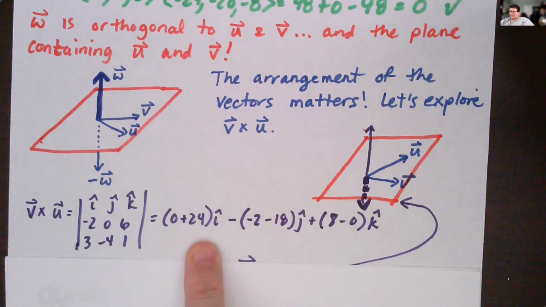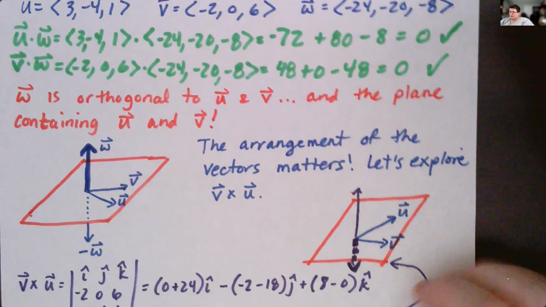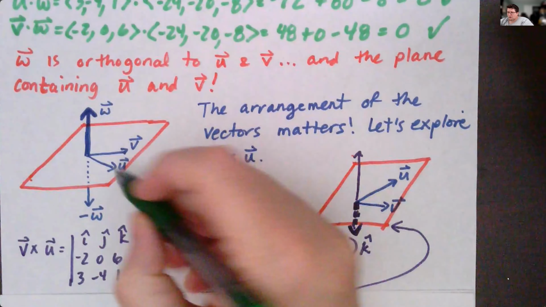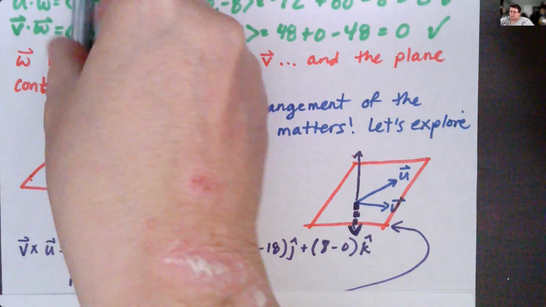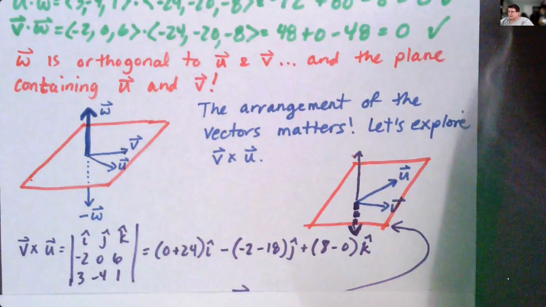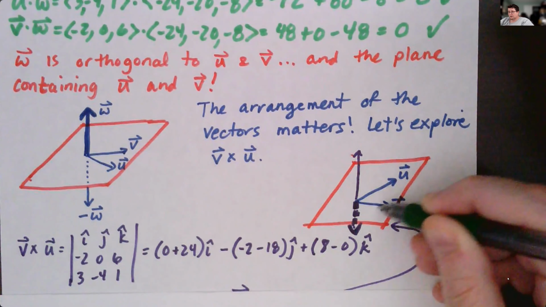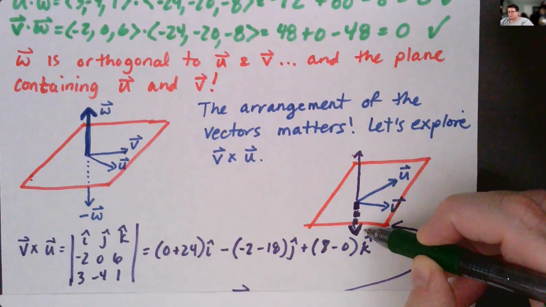And if you unpause and continue, we can see V cross U. I've got 24 in the i hat direction, positive 20 in the j hat direction, and 8 in the k hat direction, which is the exact opposite of my W vector. So pictorially, when we have U cross V and they're arranged like such, W is going upwards like that. If we've got V and U and they're arranged like such, where counterclockwise like this is like that, W is pointed downwards.